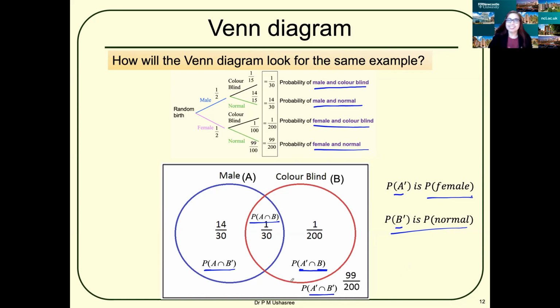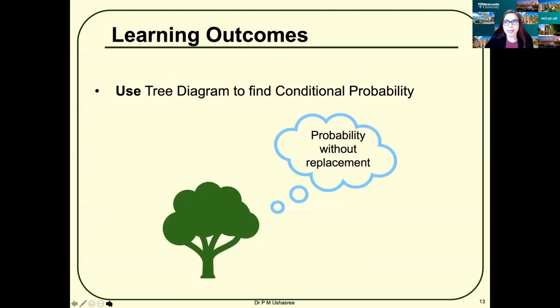That's it. So this is how you can convert a tree diagram into a Venn diagram. Similarly, you can convert a Venn diagram into a tree diagram. And you can convert them into a two-way table too. So we're going to do more problems like this in seminars. Okay, that's all for now. Thank you, guys.